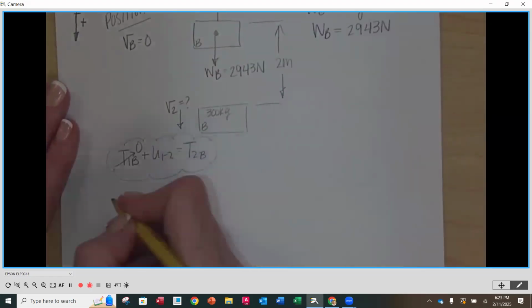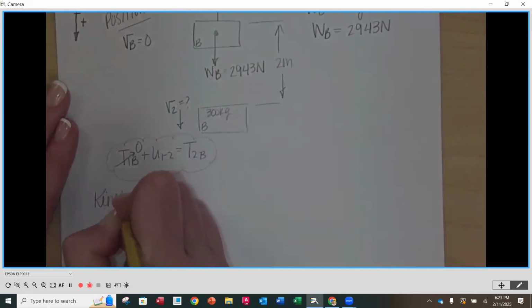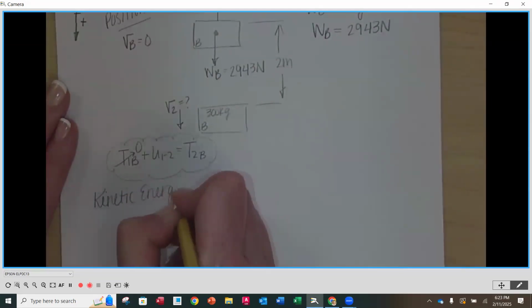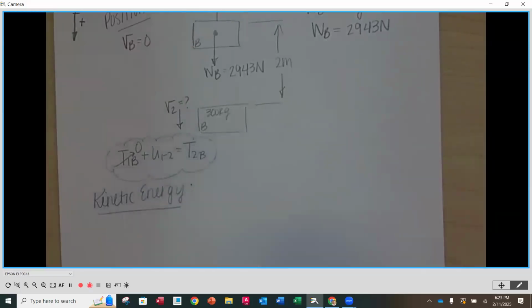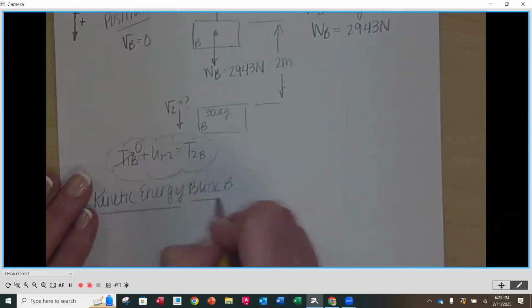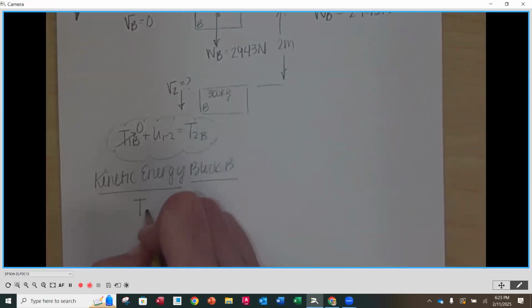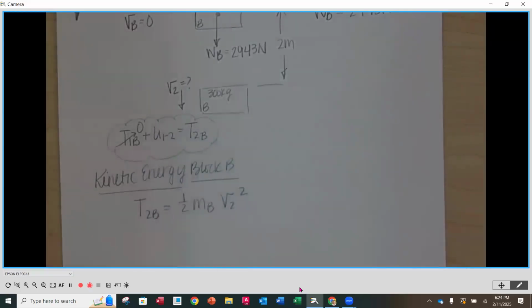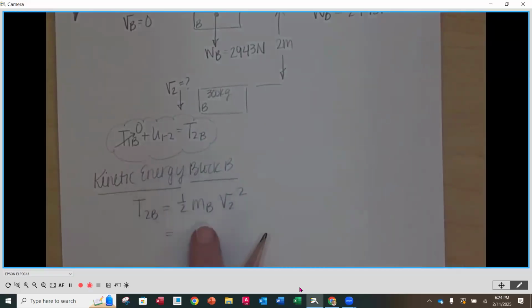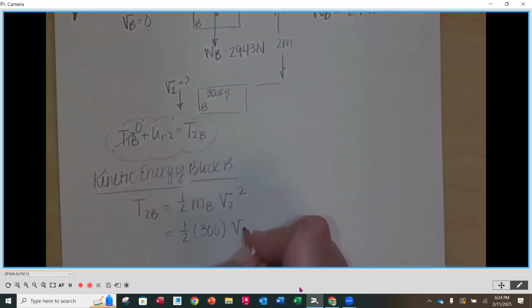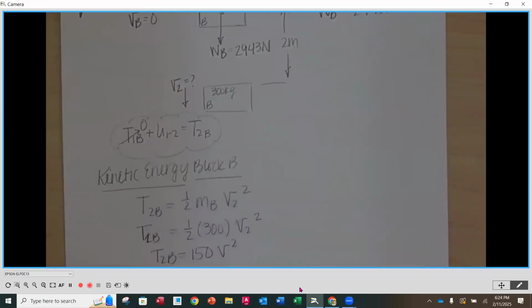Let's look at the kinetic energy of this block B. So that's going to be the T2B, 1/2 the mass of B times the velocity 2 squared. We know that the mass of that block is 300. So it's 1/2 times 300 times V2 squared. So T2B is going to be 150 V2 squared.